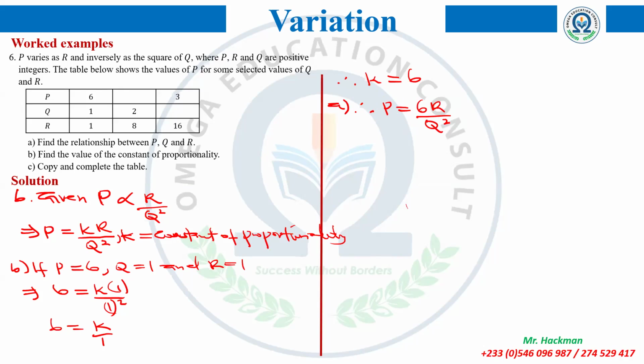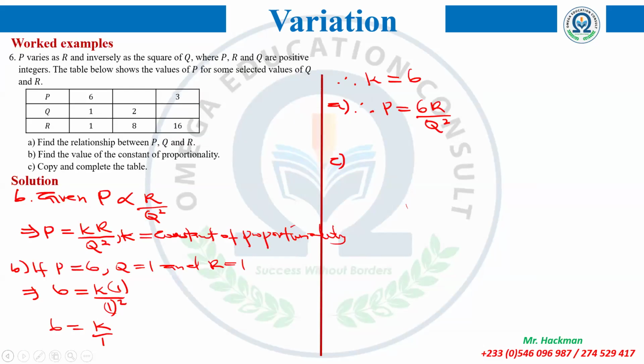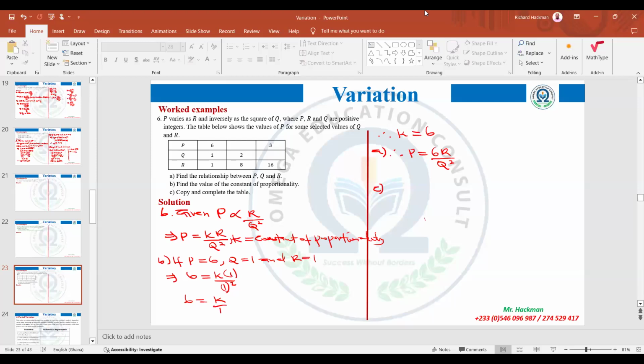Now the last part: copy and complete the table. At that point, I'm going to do something. I will go back a little. I will move from the presentation view to the other view so that I can copy the table and paste. But let me pause here.